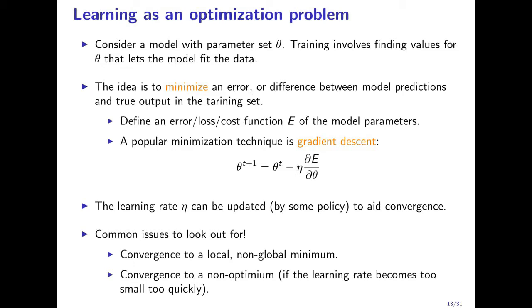Of course, it's also possible to converge to something that is not yet an optimum. If our learning rate becomes too small too quickly, we might actually converge to a point that is still on the slope of going down. So again, it looks like convergence, but actually we're not converging to the correct thing.